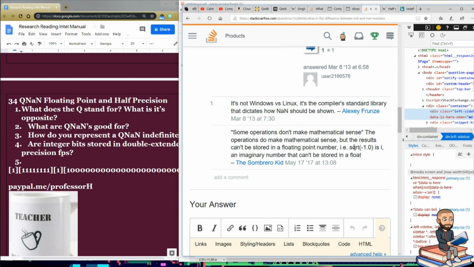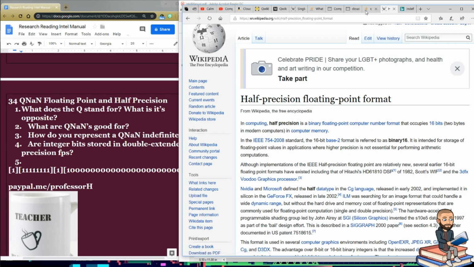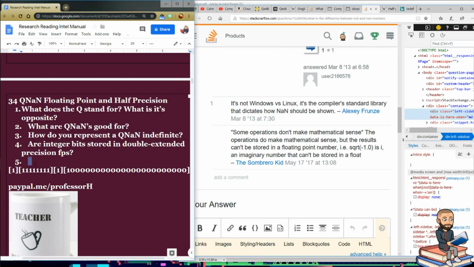And they go on to say, since we're talking about real numbers earlier, that the square root of -1 is i, and an imaginary number is i. That just can't be stored as a float. So I don't know how helpful that was to you guys. I just think the compiler part was especially helpful. So helpful, in fact, we should turn a question into it.